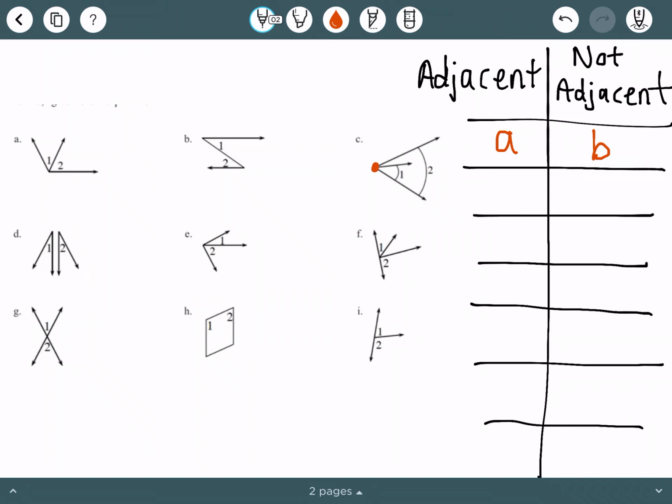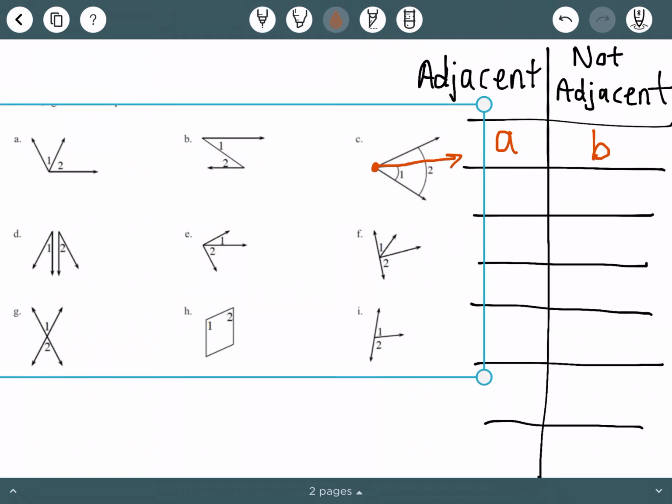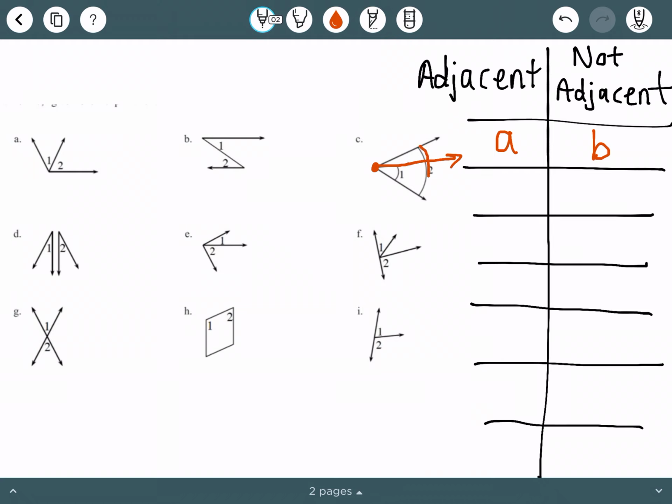However, if we were to extend this ray, you can see that angle 2 would overlap angle 1. And remember, to have a pair of adjacent angles, they have to share a same side, a same vertex, and they cannot overlap. Well, angle 2 is overlapping angle 1, so that means these are not adjacent.